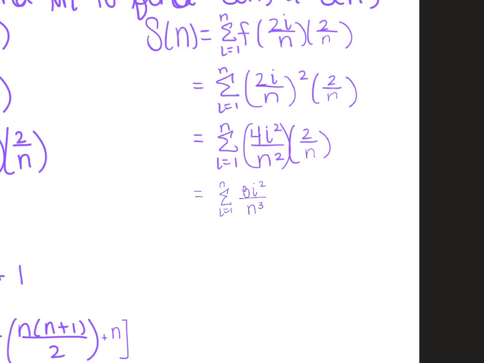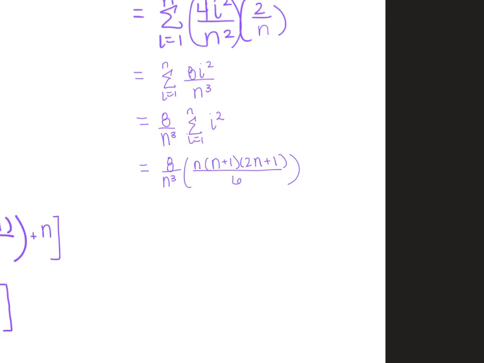You can take your 8 and your n cubed to the front because they're just constants. So we have 8 over n cubed to the front. We still have the summation from i equals 1 to n. And then on the inside, we still just have our i squared. So we have 8 over n cubed times n plus 1 times 2n plus 1 all over 6. Okay, that's what we can replace i squared with.